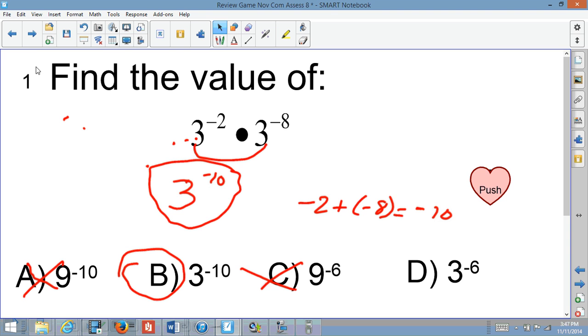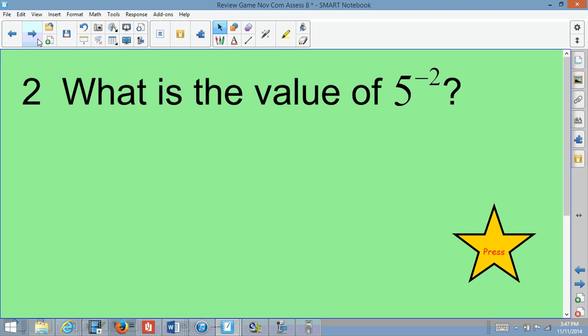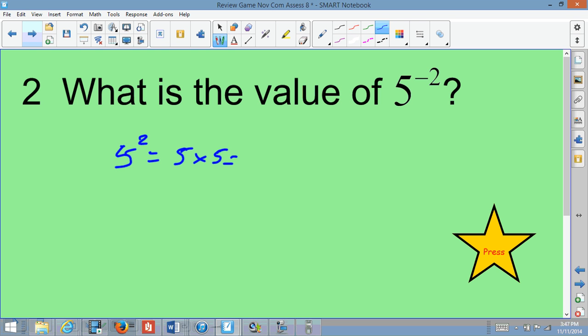Okay, so let's move on. We got correct choice was B. So let's see what else we got here. What is the value of 5 to the negative 2nd power? Well, 5 to the 2nd power, that lets me know that 5 times 5 would give me 25. I know that, but I have a negative exponent here. All that means is take the value, which is 25, make it a fraction by putting a 1 over it, and flipping it upside down, giving it the reciprocal.